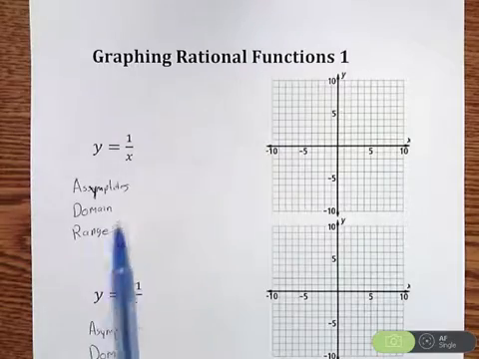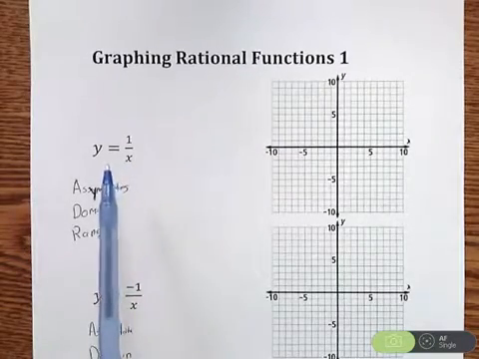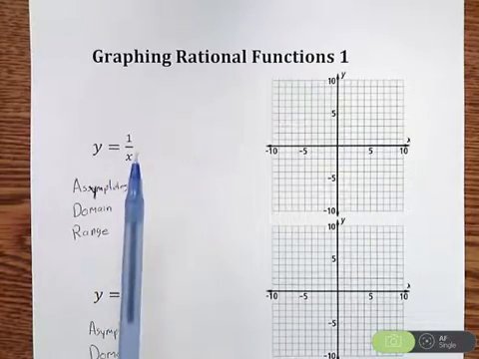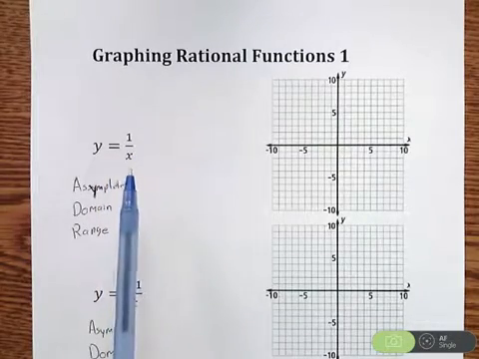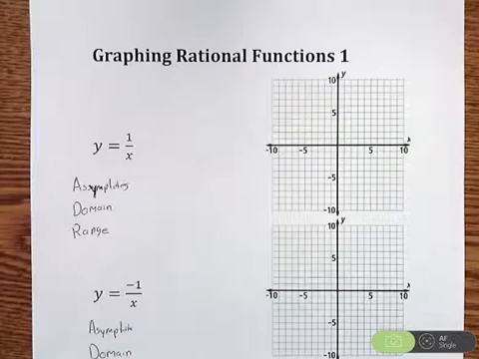So graphing rational functions, here is our function. This is the most basic rational function we're going to have: y equals 1 divided by x. Now, we're going to graph this, and there's a lot of things we're going to talk about. We're going to talk about asymptotes, domain, and range, and I'll get to those in a second.